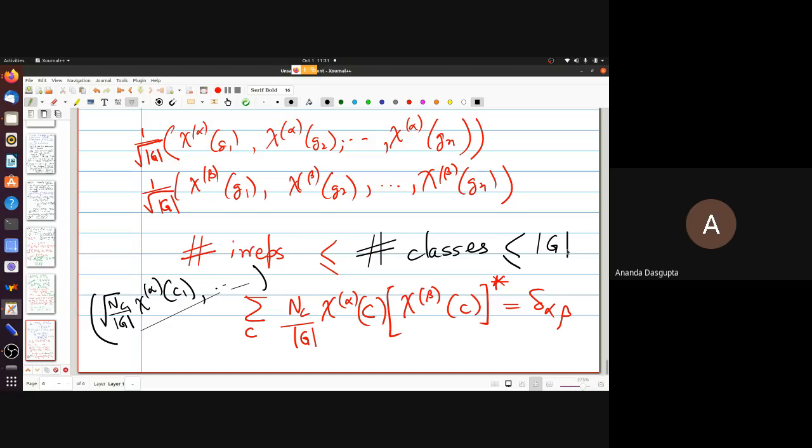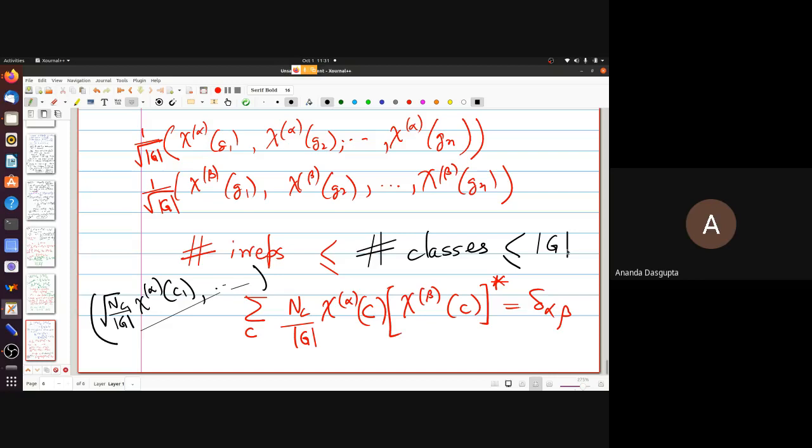In fact, you don't even need the whole matrices for that. All you need are the characters. Just the characters, that's it. They will tell you if it is reducible. Not only will it tell you whether it's reducible, it will tell you how many times each irrep occurs. And if you use that specifically for the regular representation, this machinery, you will find that in the regular representation, each irrep occurs exactly d alpha times.